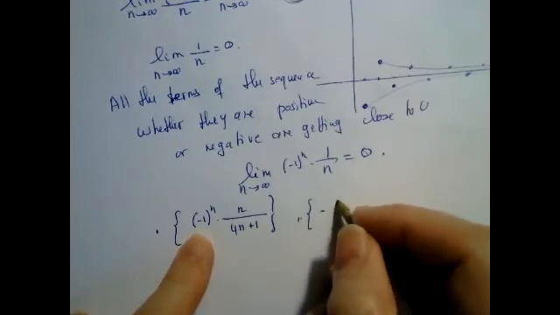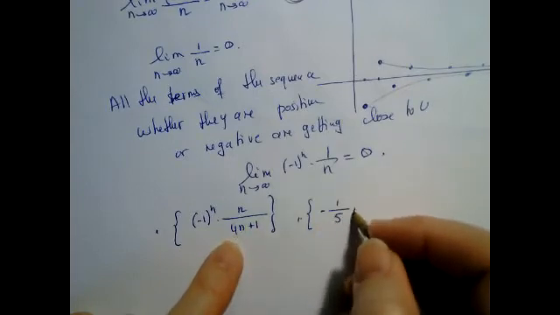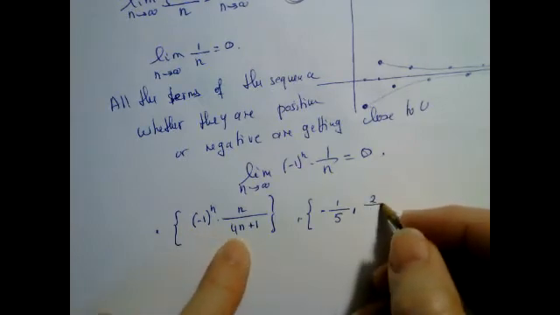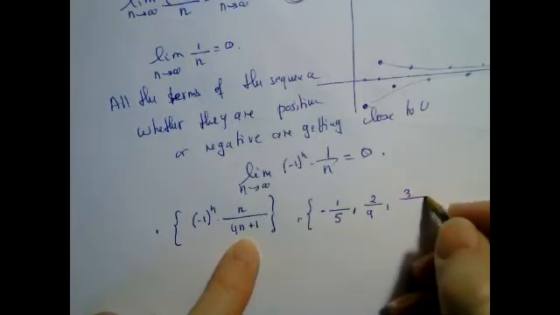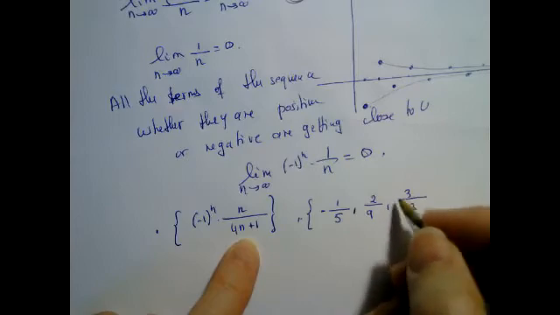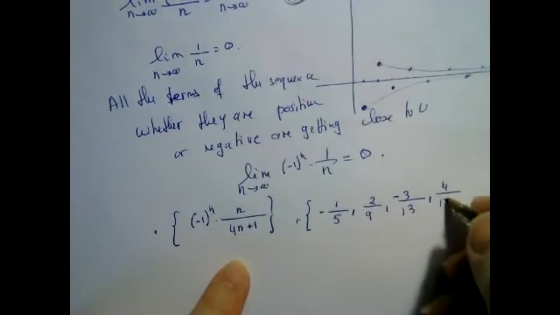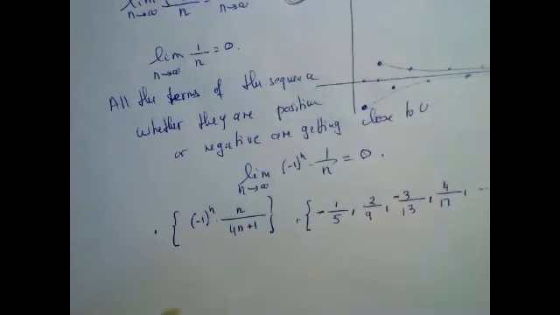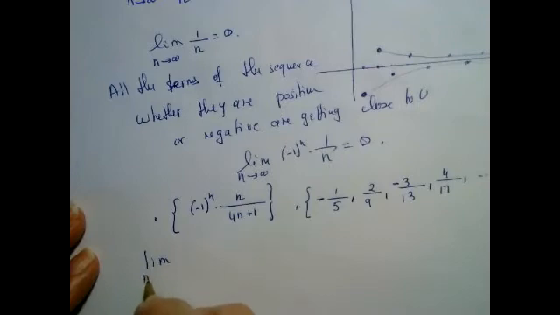I will have minus 1 over, let's see here, 4 plus 1, it's a 5. And then it's positive, I will have a 2 over 9, and then I will have a 3 over 13, but it's a minus. So we're really alternating. And then it's a 4 over 17, and so on and so forth. So the signs are alternating positive, negative. Okay, what is the limit now of that?